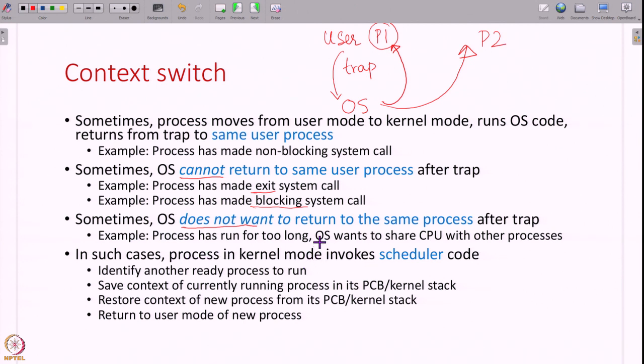In such cases, the scheduler is invoked and the scheduler will identify another process to run. It will save the context of this process P1 in its PCB or kernel stack. The place where context is saved is the kernel stack, and this kernel stack is part of the PCB, so we will use these two terms interchangeably. So, if you do not want to run P1 anymore, you will save its context and then restore the context of P2. And this process is called a context switch from P1 to P2. So, when you are in kernel mode, sometimes you do not go back to the same process, but you jump to another process.